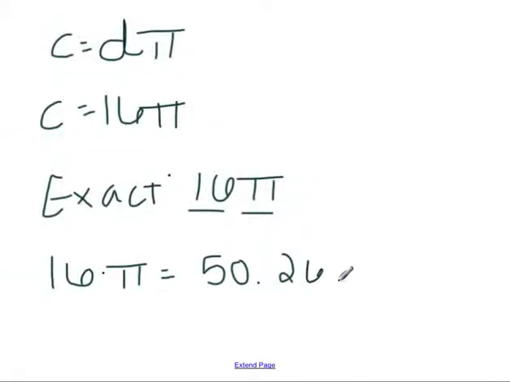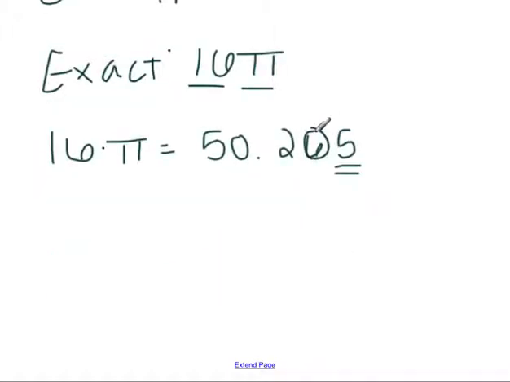So 16 times pi is going to be equal to 50.265. Again, I'm looking at that third number. I see that it's 5 or greater, so I'm going to round this second number up, that hundredths place. So that's going to become 27. And we want to make sure we label both our exact and our rounded answer feet.